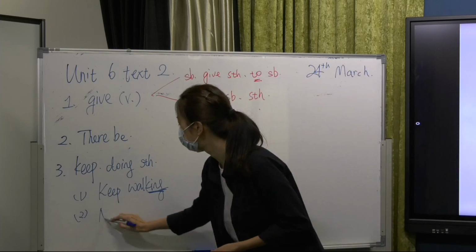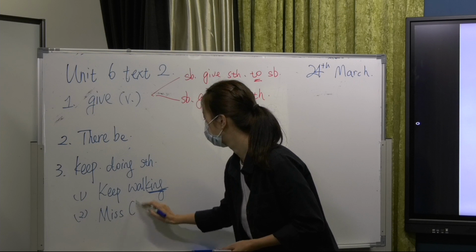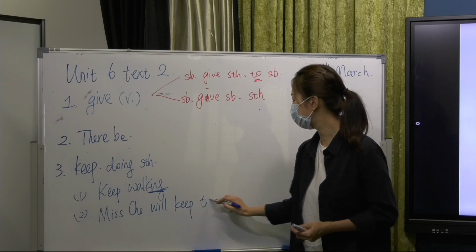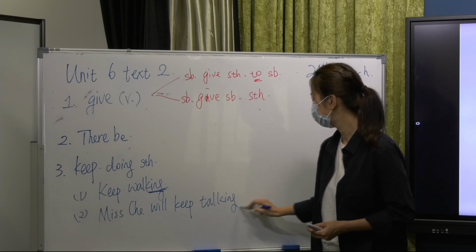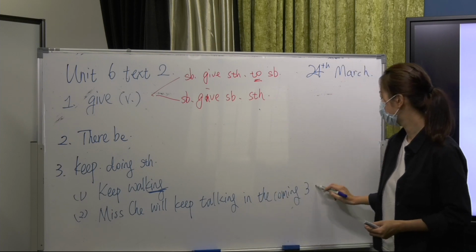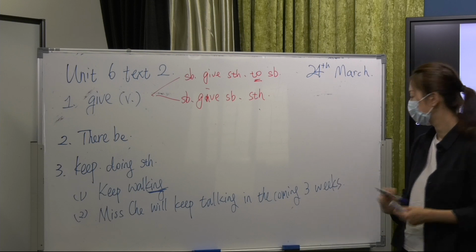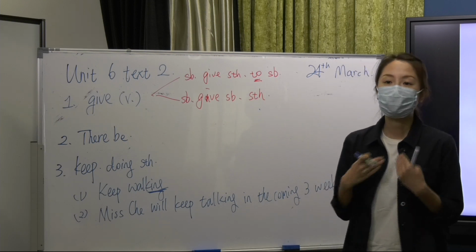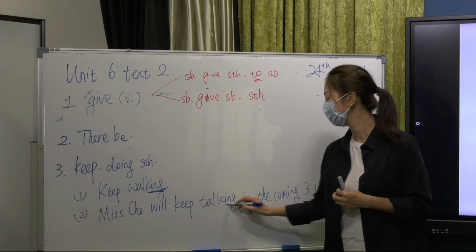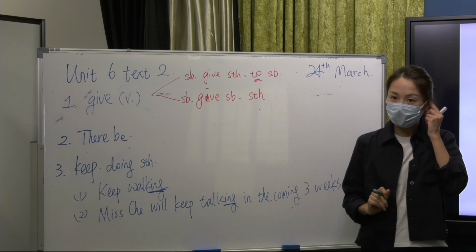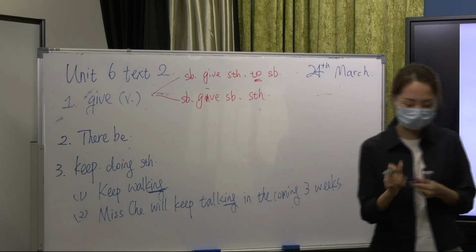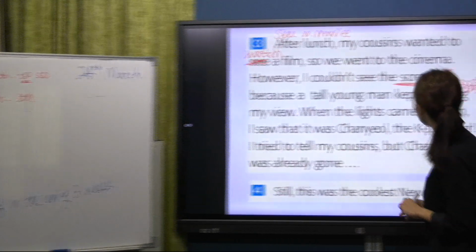Miss Chen will keep talking in the coming 3 weeks. 嚟緊3個星期，Miss 車都會持續講嘢，keep talking. Remember after the verb keep, there should be keep doing something. Okay, so now let's go back to our text again.